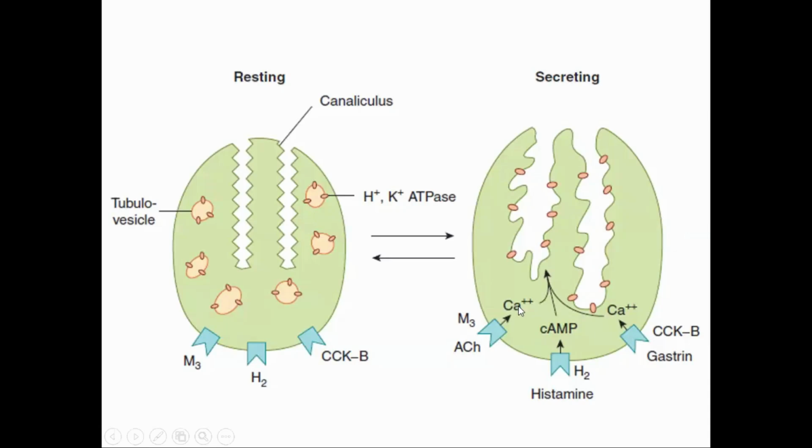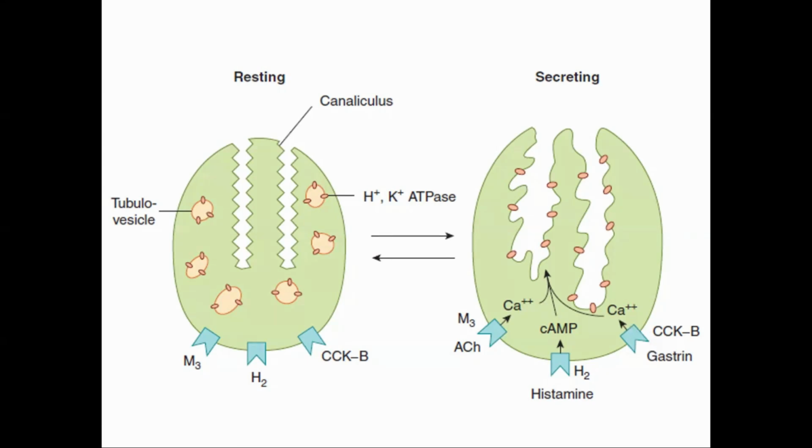So once the parietal cell's calcium is increased, these tubular vesicles that contain the hydrogen potassium ATPase will fuse to the luminal side of the parietal cell, and they will cause active secretion of hydrochloric acid. Likewise, gastrin acts on the CCK-B receptor, the cholecystokinin B receptor.